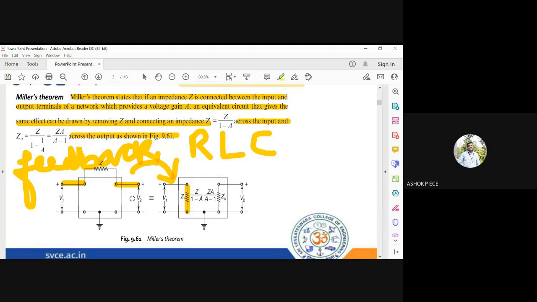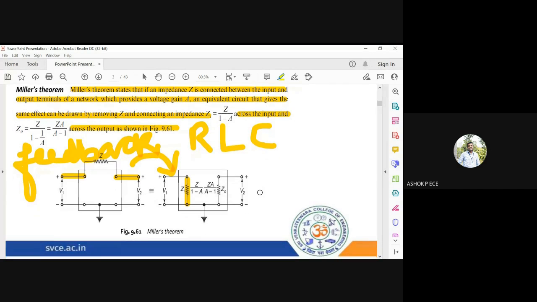I cannot apply KVL or KCL directly if there is a component between input and output, or deriving an expression to relate V1 in terms of V2 is going to be difficult if there is Z present between V1 and V2. So if I decompose this Z into two separate components, I will have two loops, one in the input side, one in the output side. My computation becomes very, very simple. So that is what Miller's theorem is saying.